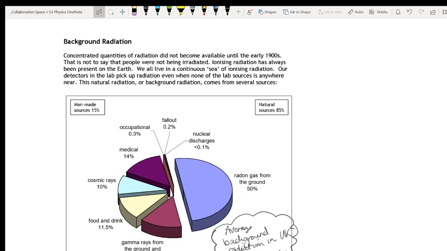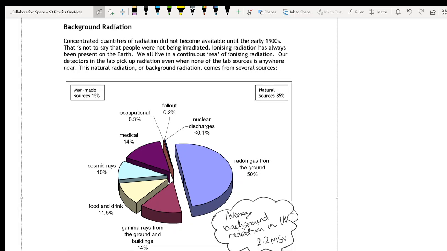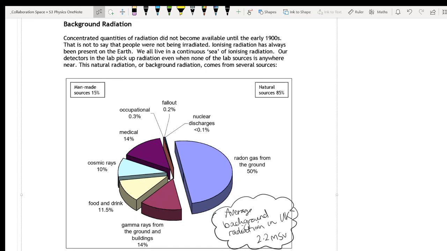Background radiation is radiation that can just be found naturally out and about, outside, anywhere in the country or in the world. Most of it comes from gas from the ground, so it's radon gas from the ground. Some of it comes from medicine. Some of it comes from cosmic rays. Food and drink. Bananas are slightly radioactive.